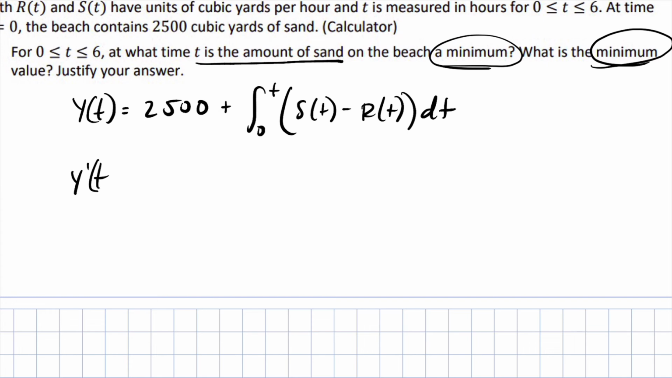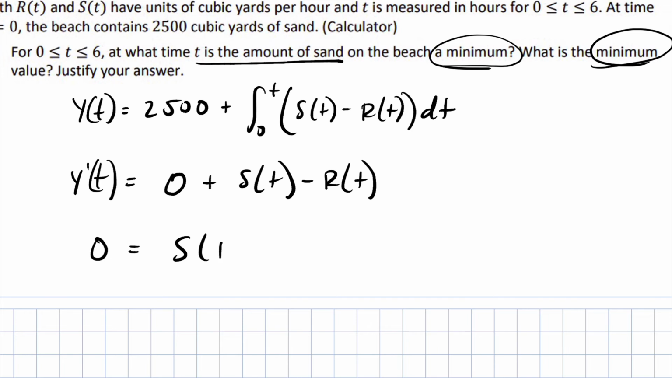We just did that in the last problem, right? The derivative was 0 plus s of t minus r of t. Set it equal to 0. How do we solve for 0? Here's my question. How do we find out when s of t minus r of t equals 0?